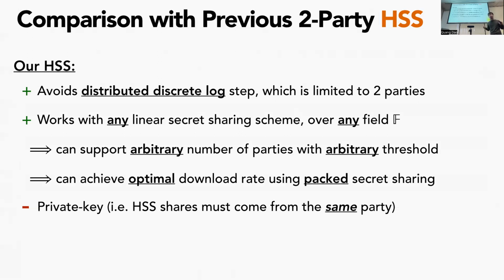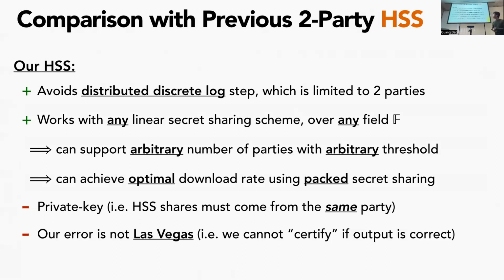In other applications, you could think of maybe if different parties could share, do the sharing process locally without communicating with each other, and then still have the servers evaluate functions on the combined shares. This is not the case. Parties have the same message, but they need to somehow have private randomness. This is because we need private randomness. Also, we cannot really certify if the outputs of our HSS are correct or not. In other words, it's not Las Vegas.